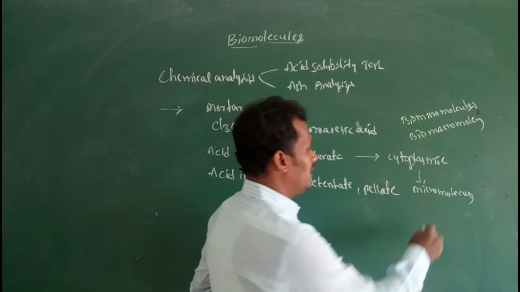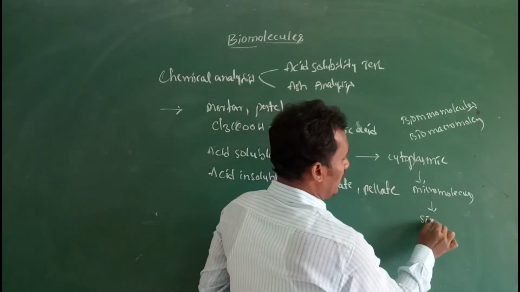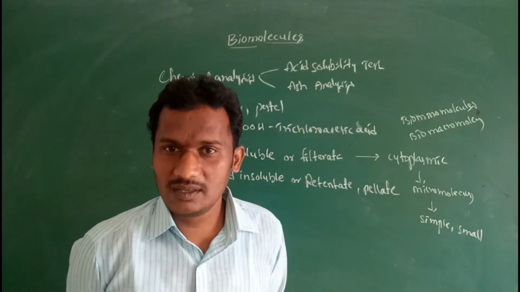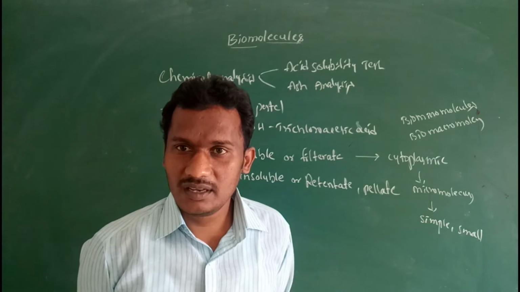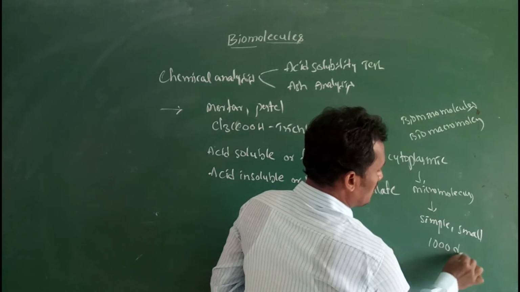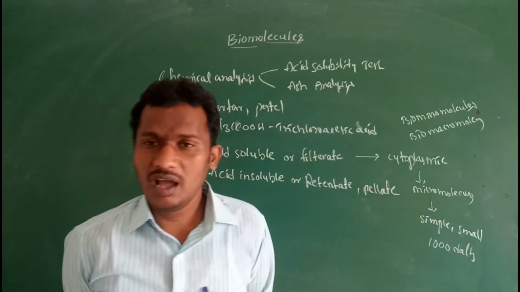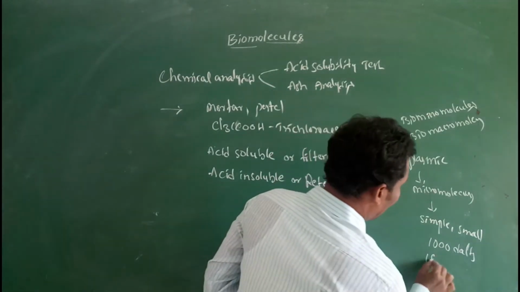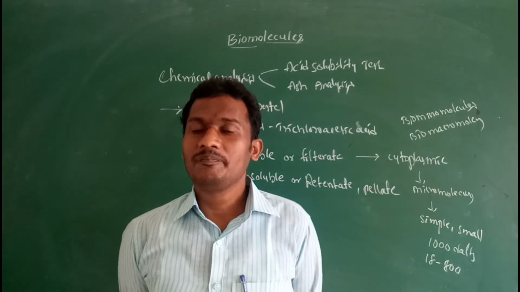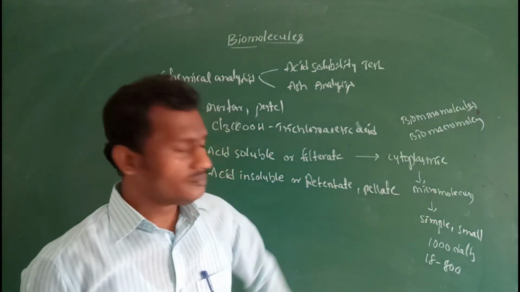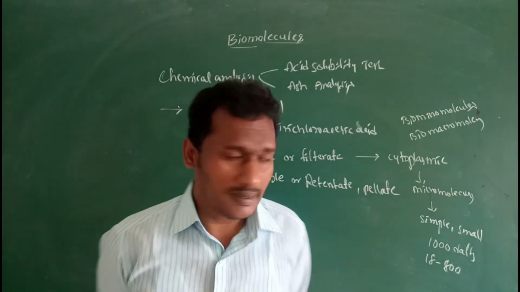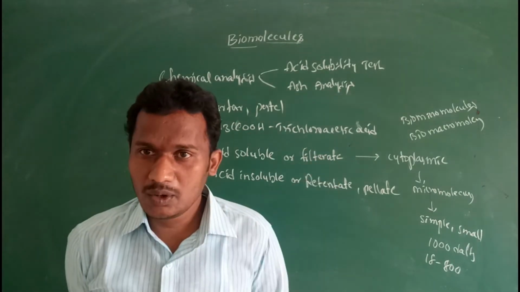These biomicromolecules are very simple and small. So these are small-sized compounds with simple chemical structure. The molecular weight is below 1000 Daltons, approximately 80 to 800 Daltons. The molecular conformation is also very simple. This is known as biomicromolecules.